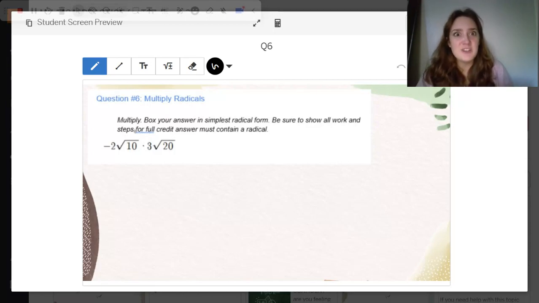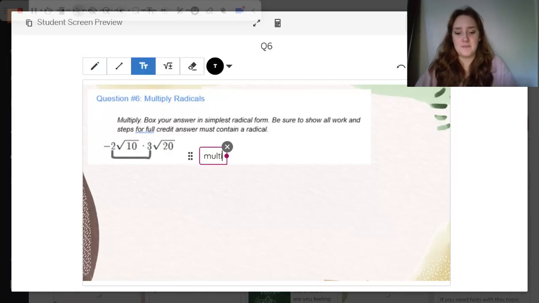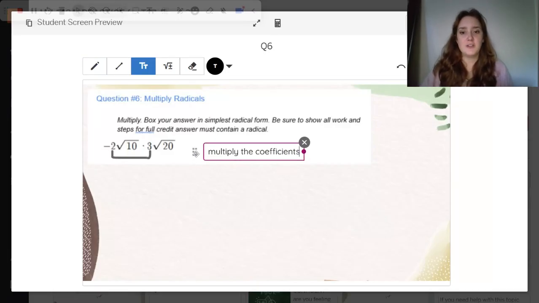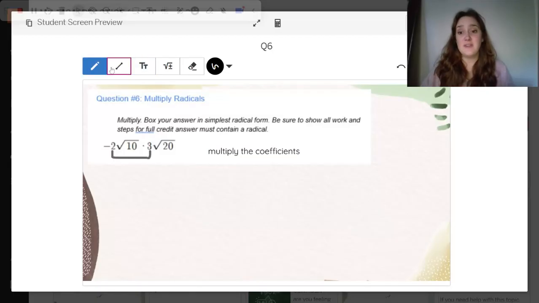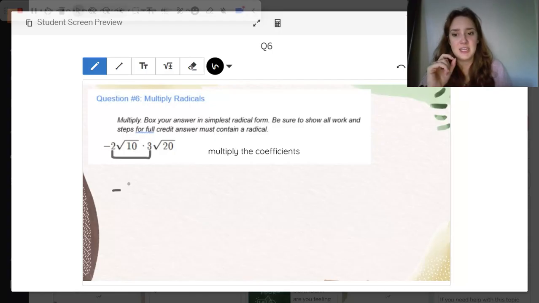All right, and how do we multiply? Just like we learned in class, we're going to start by multiplying the coefficients. We're going to take it nice and slow. Multiply the coefficients first, and then we'll multiply the radicals next. All right, -2 times 3 is -6. Rad 10 times rad 20.